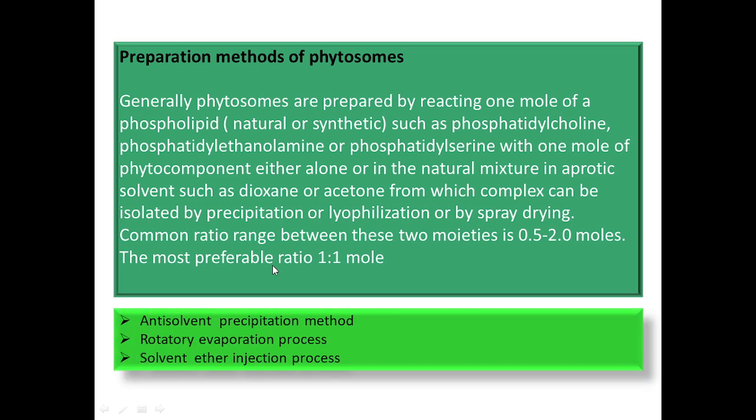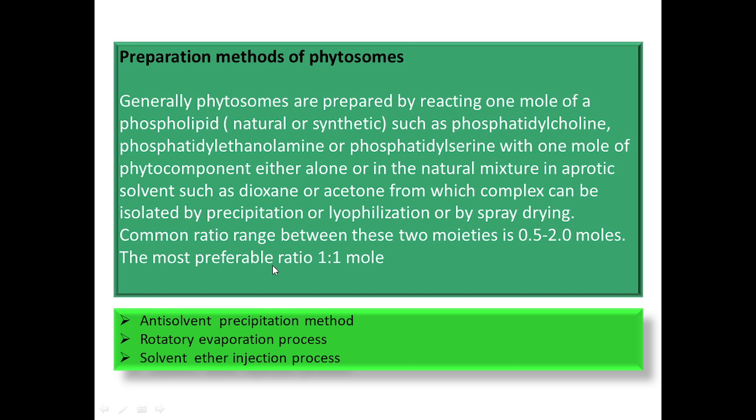Here there are certain methods which are used to prepare phytosome. First one is the anti-solvent method. In case of anti-solvent method, the herbal extract and phospholipid are refluxed with 20 ml of organic solvent like acetone at specific experimental condition, that is below 50 degrees Celsius, for 2 to 3 hours. The reaction mixture is then concentrated to a minimum volume of up to 10 ml.